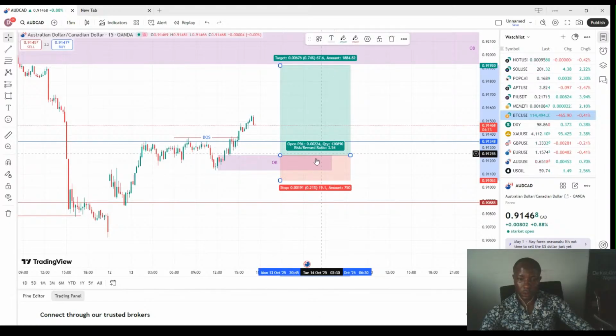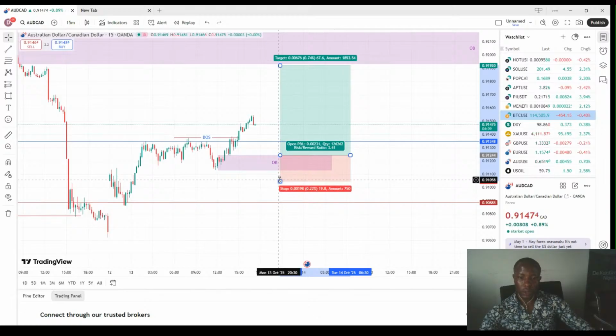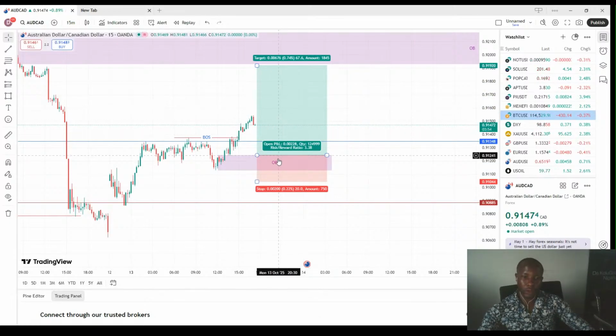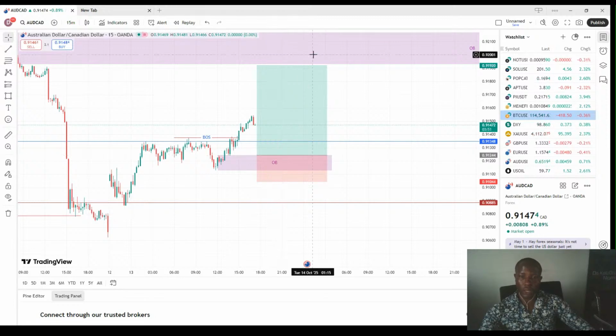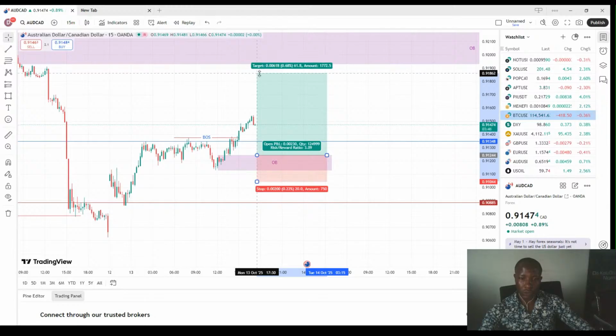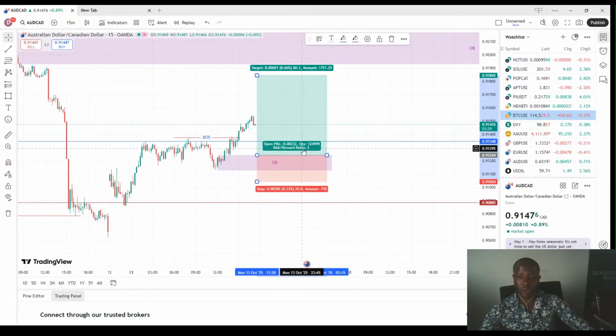1:3 risk to reward. So let's make this 20 pips up plus 20 pips. So we are making a 20 pips stop loss. So if the market can drop to this area, we are targeting this resistance zone. So let's just make it 1:3 risk to reward. So it is 1:3 risk to reward right now.